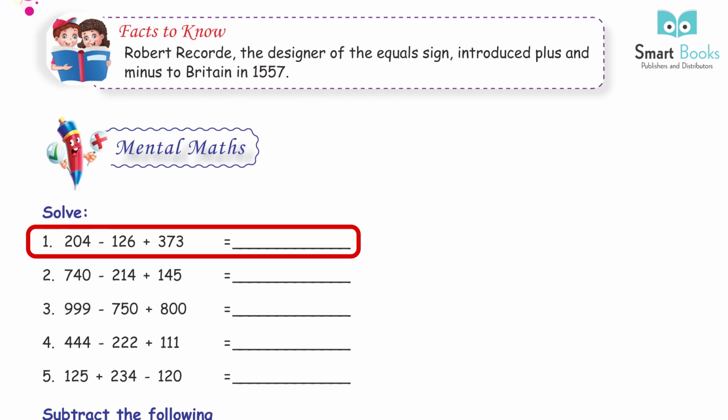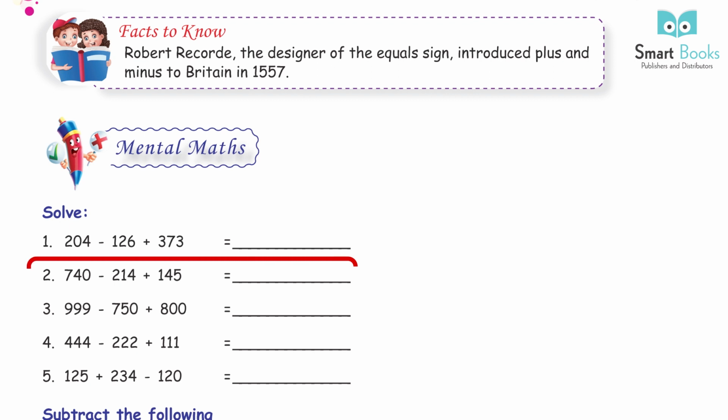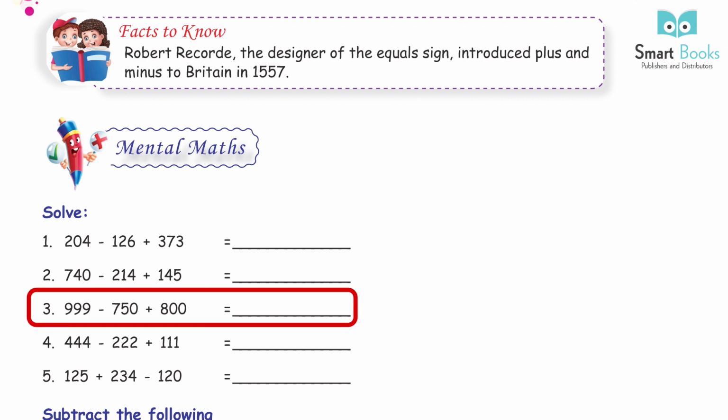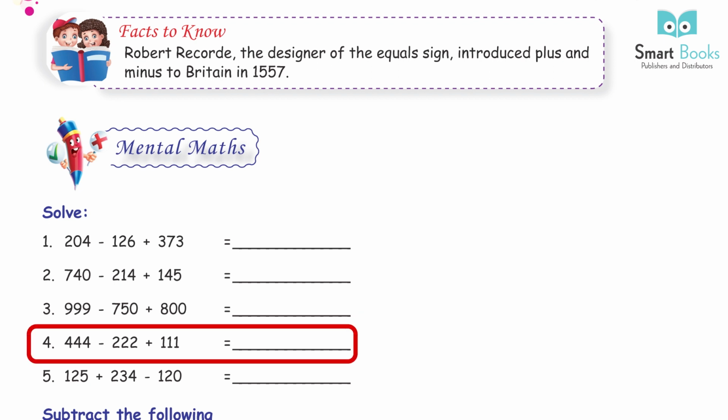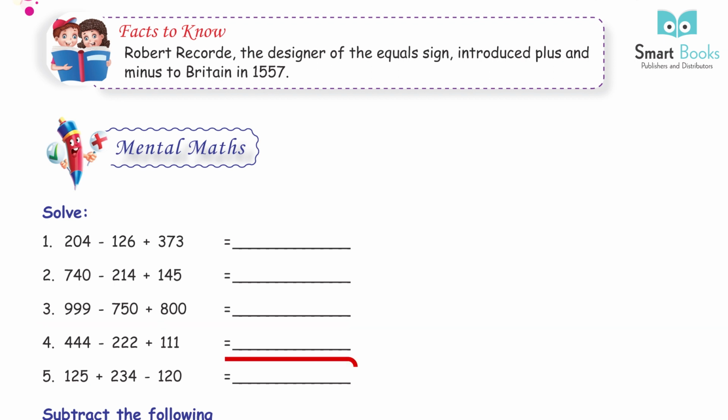1. 204 minus 126 plus 373 equals to 451. 2. 740 minus 214 plus 145 equals to 671. 3. 999 minus 750 plus 800 equals to 1049. 4. 444 minus 222 plus 111 is equals to 333. 5. 125 plus 234 minus 120 is equals to 239.